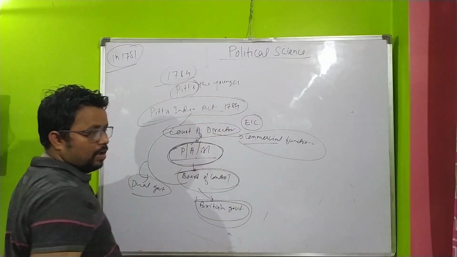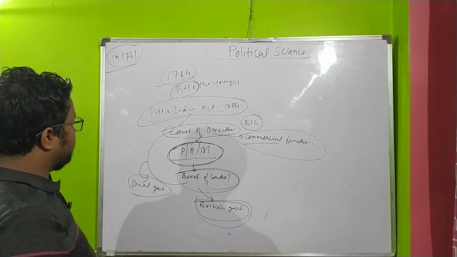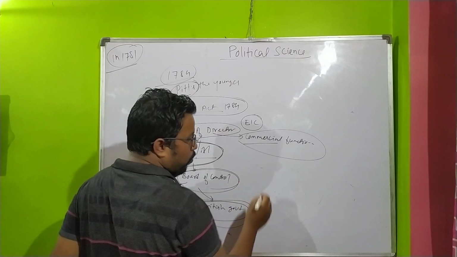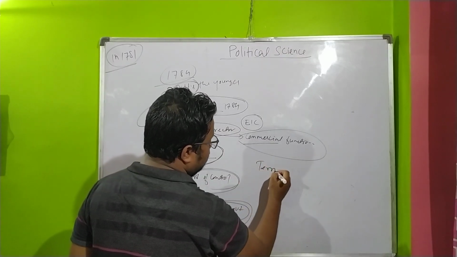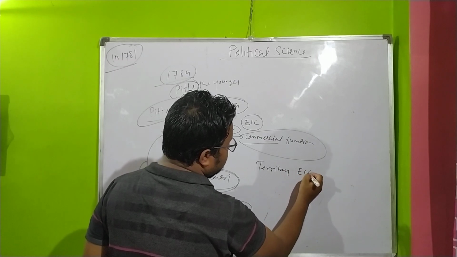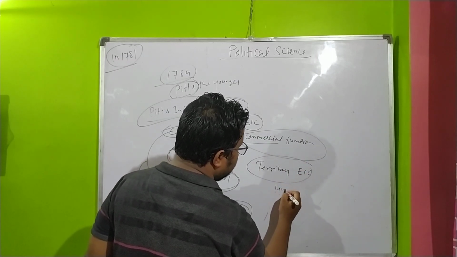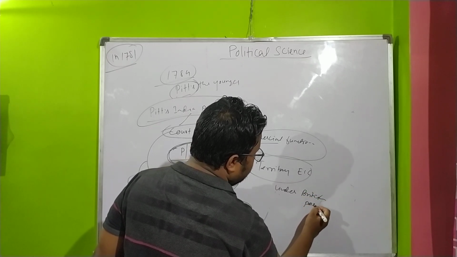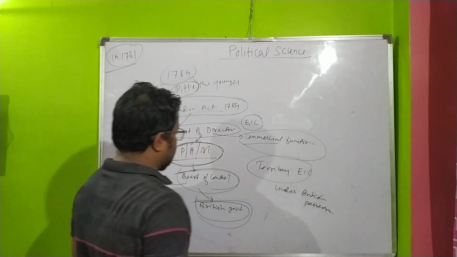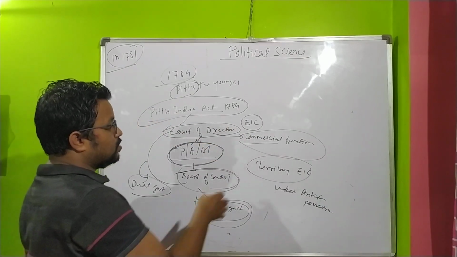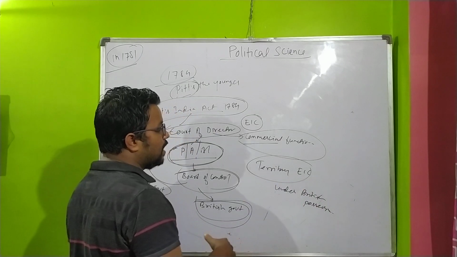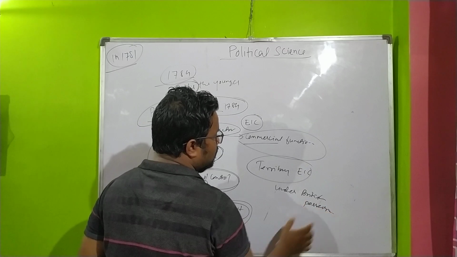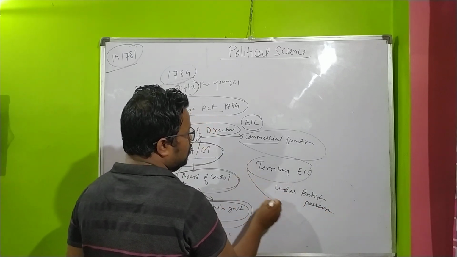And for the first time, the British government declared that whatever territory was occupied by the East India Company in India was under British possession. So slowly and steadily, what happens?